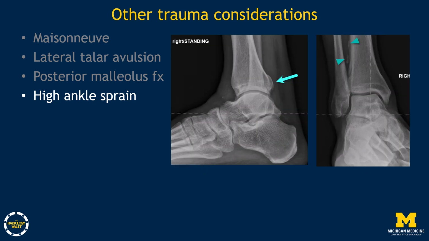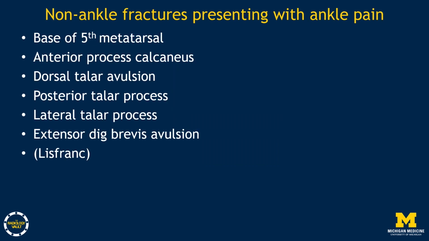This is a different patient who had a remote high ankle sprain. In addition to the mature posterior tibial periosteal reaction, we see evidence of prior syndesmotic injury on the ankle mortise view. It is always a good idea to have a mental checklist when assessing ankle trauma radiographs.